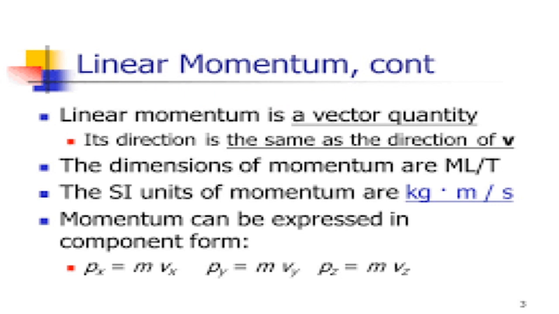Linear momentum can also be considered a vector quantity. Its direction is the same direction of velocity. The dimensions of momentum are mass times length over time. The SI units of momentum are kilograms times meters over seconds. Momentum can be expressed in three component forms: one in the x direction, one in the y direction, and one in the z direction, where momentum equals mass times velocity.